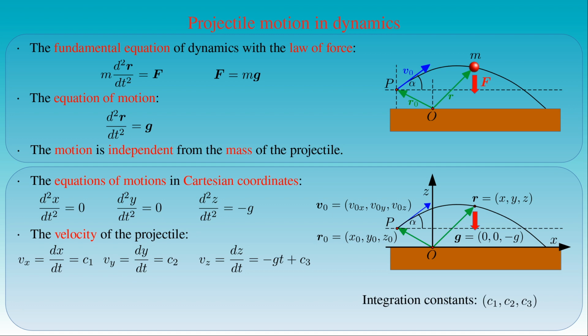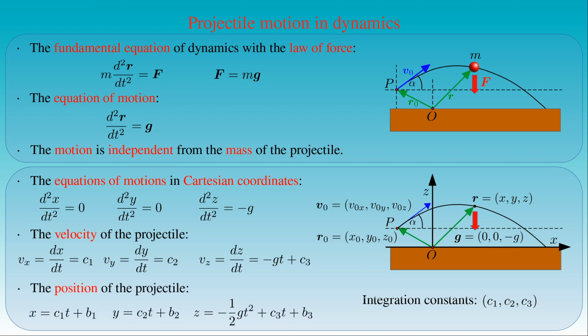If we integrate the Cartesian components of the velocity v, we obtain the coordinate functions describing the instantaneous position of the moving body. Then we can write that the x-coordinate of the projectile is equal to c1 times the time t, plus a constant b1. Its y-coordinate is given by c2 times t plus a constant b2. Finally, its z-coordinate is equal to minus 1 over 2 times g times t squared, plus c3 times t, plus a constant b3. Here the constants b1, b2 and b3 are also arbitrary integration constants.